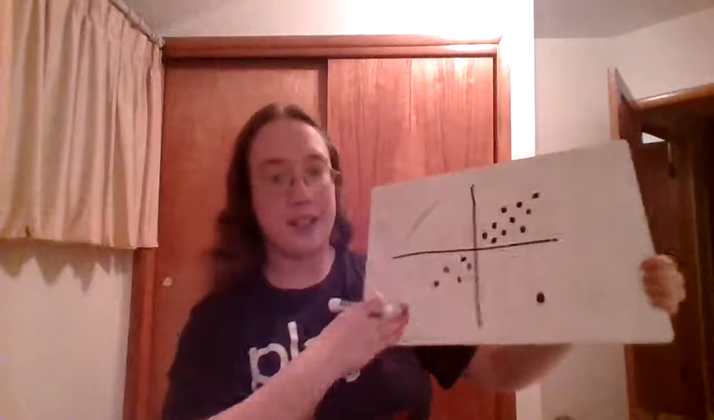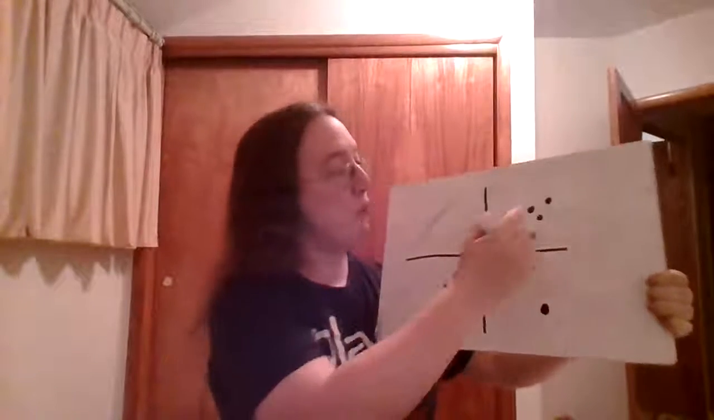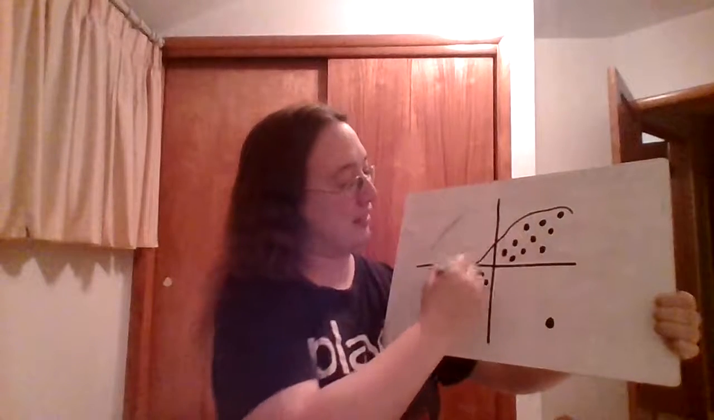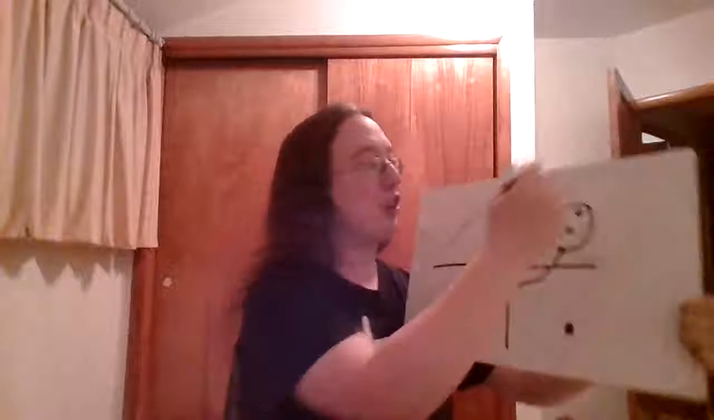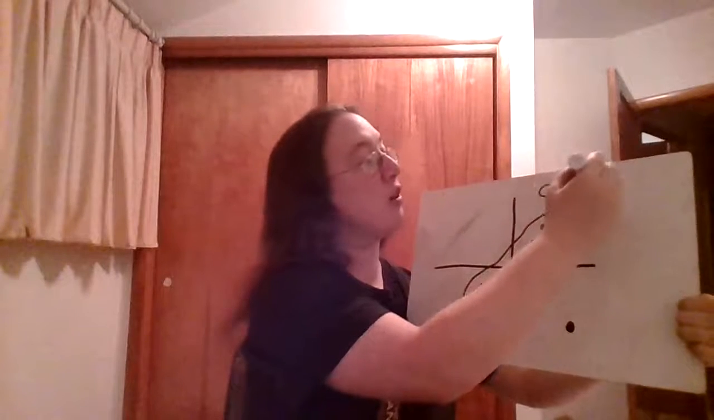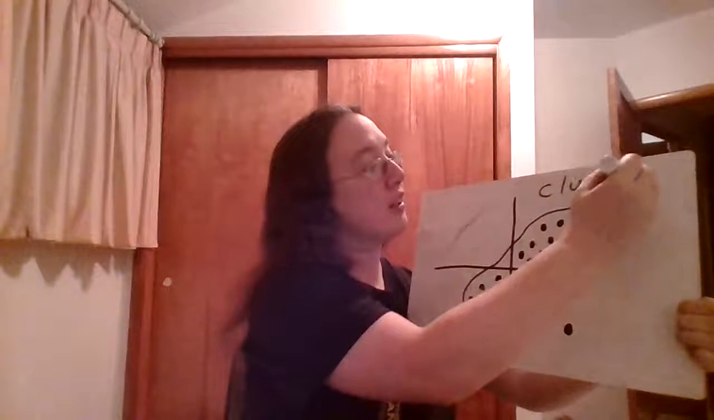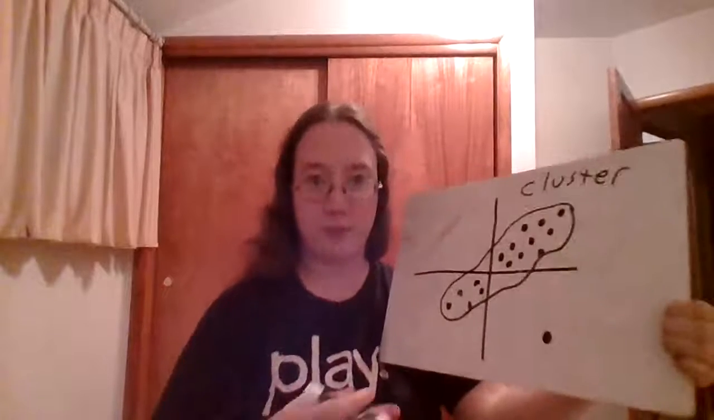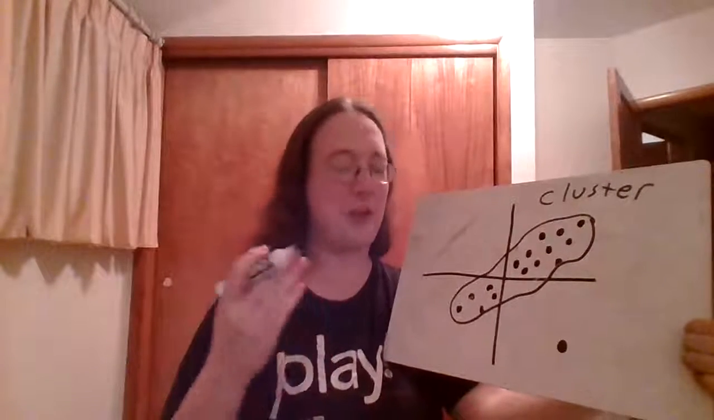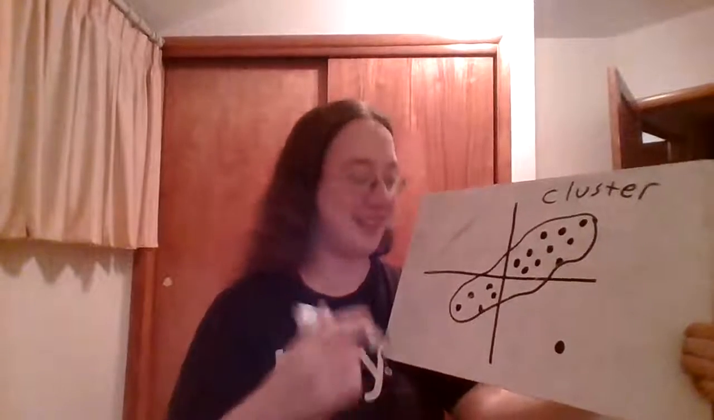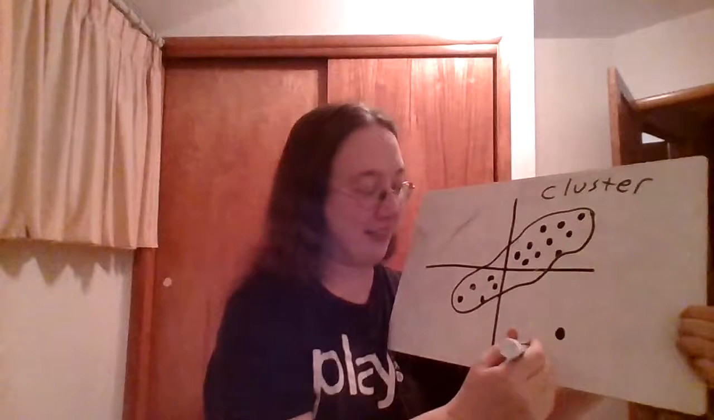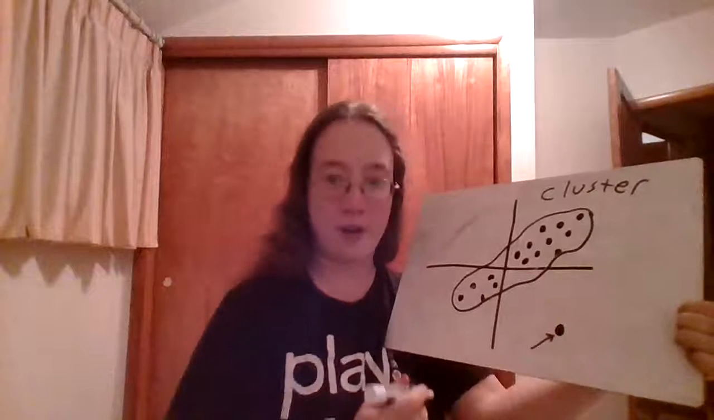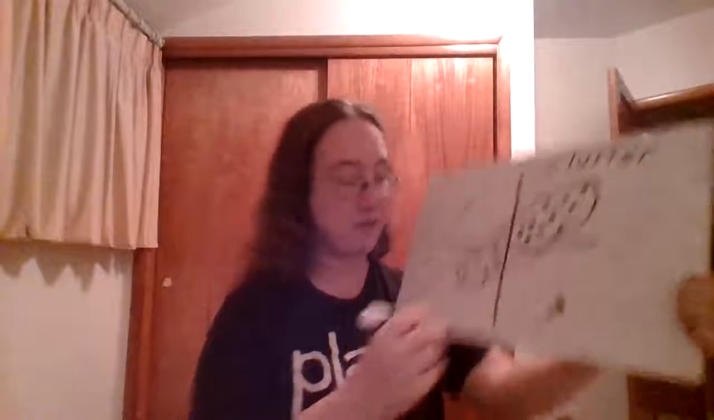A couple other terms going on. If you have a big group of dots that are kind of in the same general area, most of them doing the same thing, that's called a cluster. So that's a cluster of points, or I can say cluster of data. If you have a little dot that's out here in the middle of nowhere, that's called an outlier.